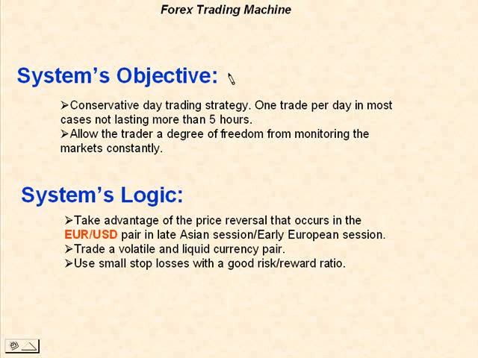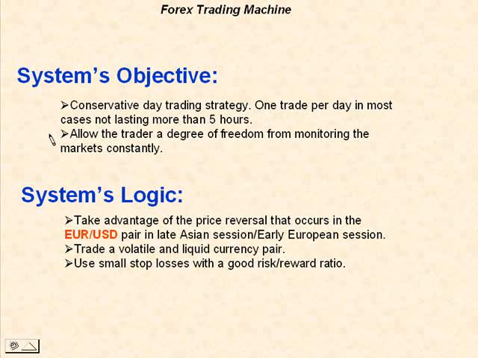I would first like to discuss the Forex Flip Go system's objective. The first objective is to have a conservative day trading strategy. By conservative, with regard to day trading, in my opinion, it means a system that does not trade a lot in any given session. So in our case, the Forex Flip Go system trades only one trade per day, and in most cases not lasting more than 5 hours.